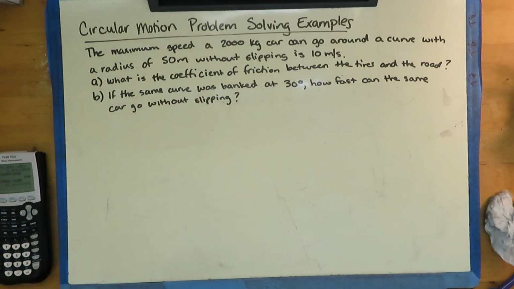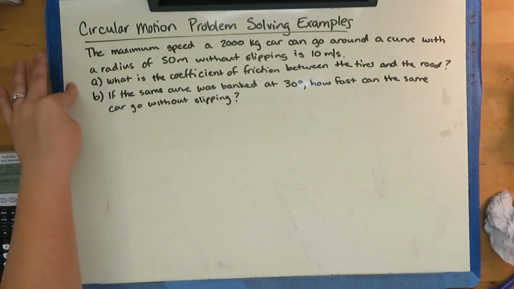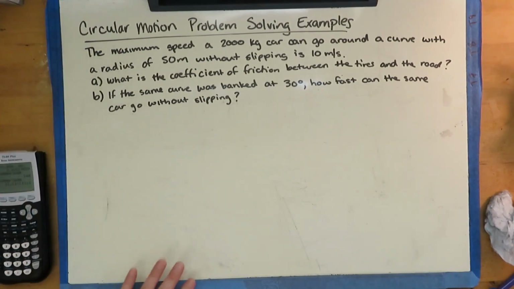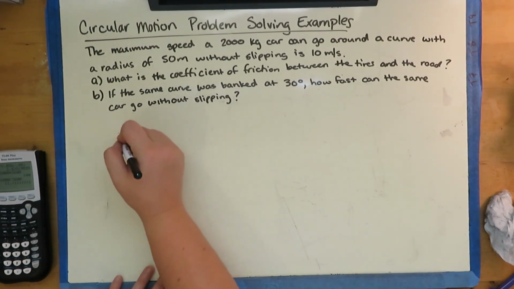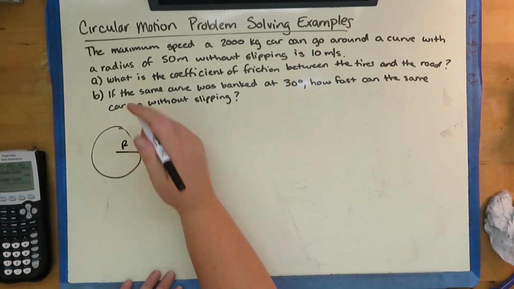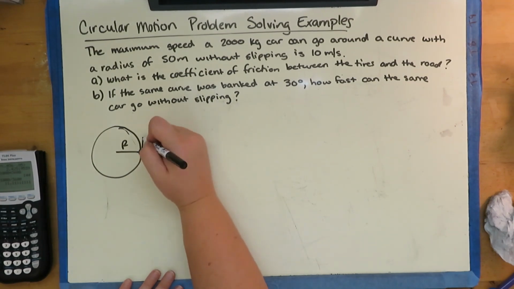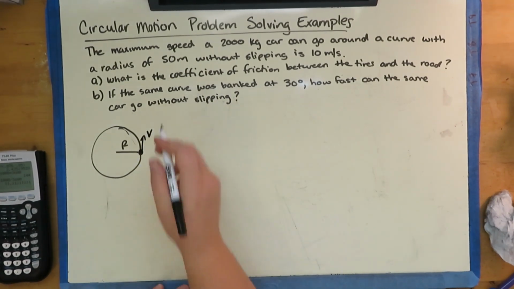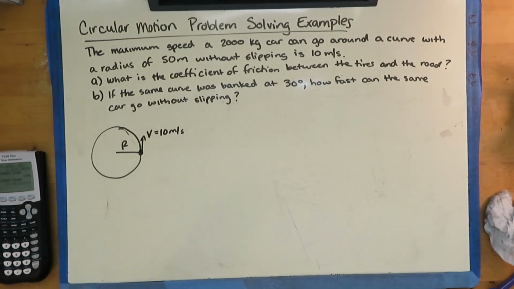All right, so this next question is a really good example, kind of combining some different concepts. The maximum speed a 2,000 kilogram car can go around a curve with a radius of 50 meters without slipping is 10 meters per second. So what we're assuming here is that if I was looking from the top view, we have a perfect circle with a radius for that curve, very non-perfect. If the car was here, it's moving with some sort of speed. That speed is 10 meters per second, and that's the maximum speed I can go without the car slipping.